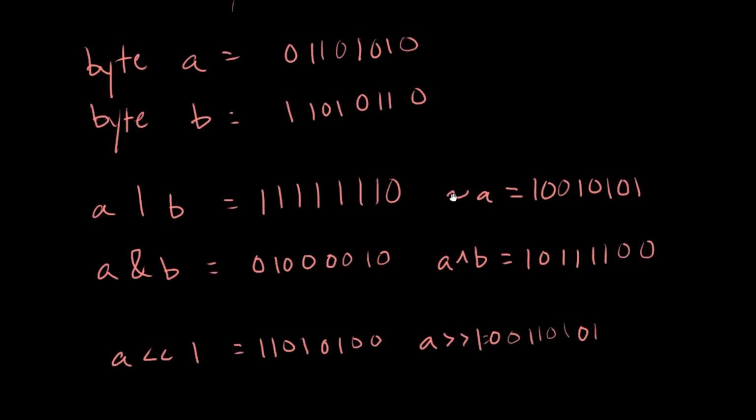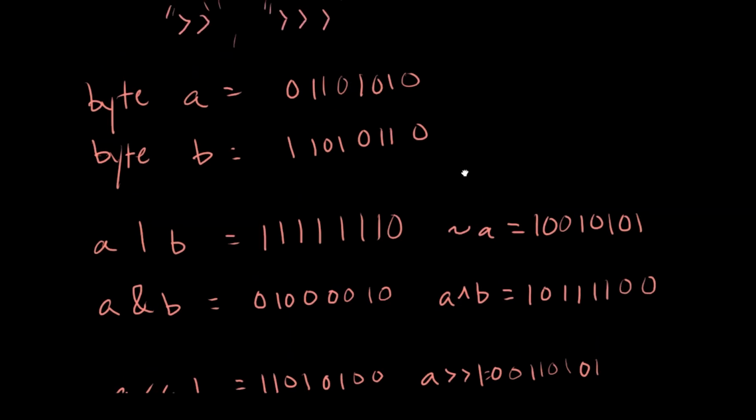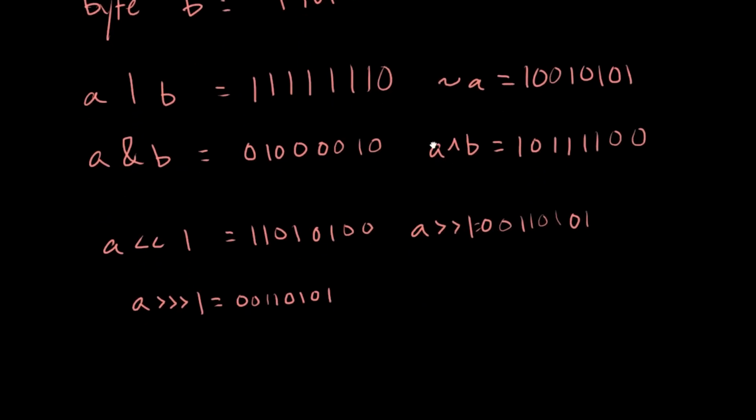We have this symbol here. I don't know what this is called, but it's top left of the keyboard, and it's just called the complement. So we complement the byte A, and we just basically flip the numbers. So if this is 0, we turn it into 1. If this is 1, we turn it into 0, all the way down.